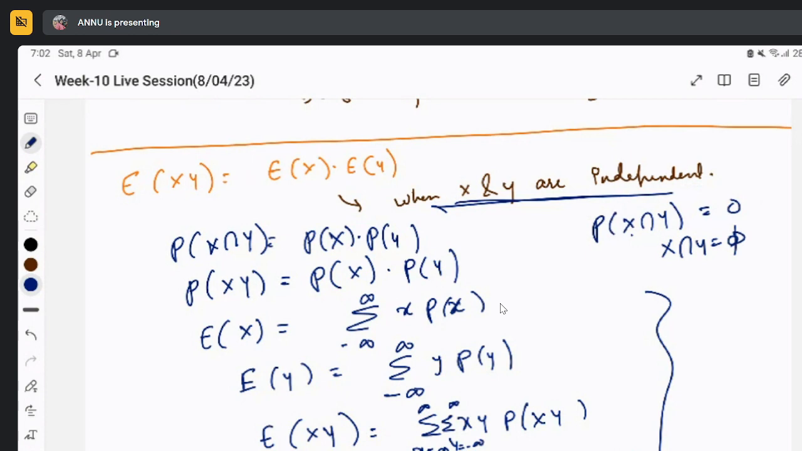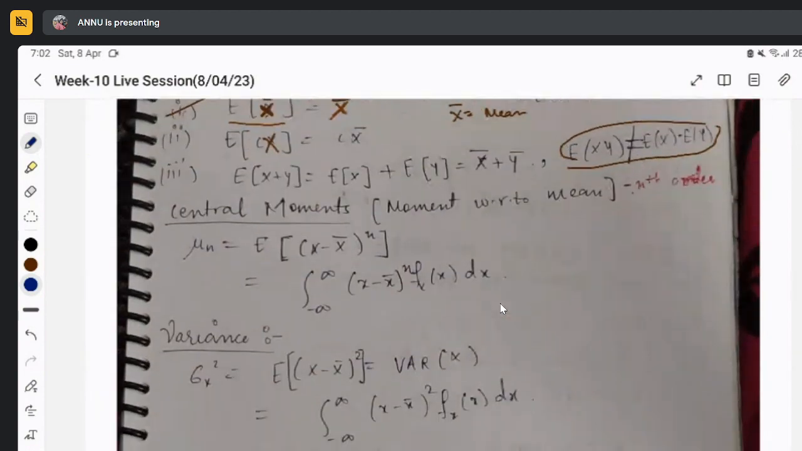When the events are independent, the occurrence of one does not affect or care about the occurrence of the other event. And when they are mutually exclusive, the occurrence of one event restricts the occurrence of the other event. So their intersection should be equal to phi and their probability should be equal to 0. Now, moving ahead.